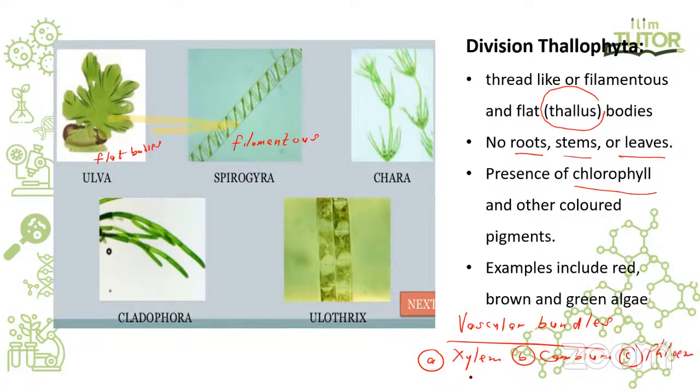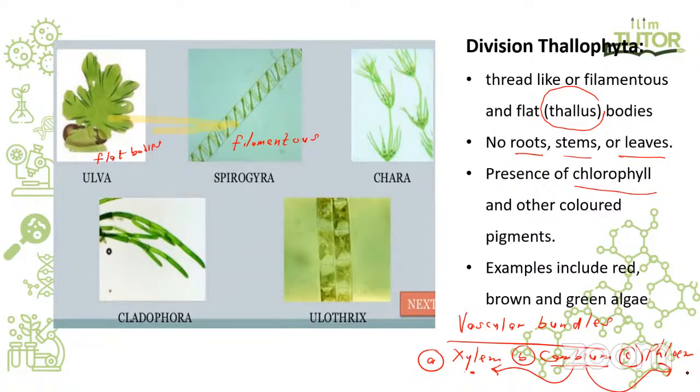Xylem transports water and minerals. The phloem transports food like sucrose and amino acids, while your cambium is what we call a meristem that divides to produce the xylem and the phloem. So your typical examples are what we call the red algae, the brown algae, and the green algae. Of course, if you don't want to talk about that, you can just pick any other example that you are seeing in front of you here.